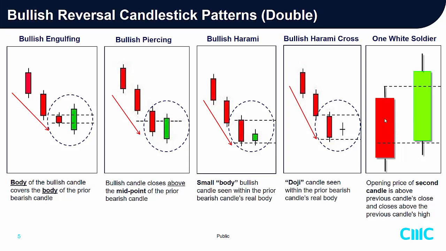And the next one over here is the one white soldier. We still need to see a series of clear downward price movement of lower lows. Then the next key thing is that it's a kind of V-shaped victory, V standing for victory, where the opening price of the bullish candle actually gaps up from the red candle and it closes above the high of the upper wick, or the high of the bearish candle over here.